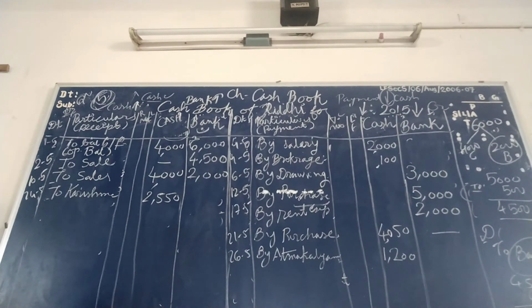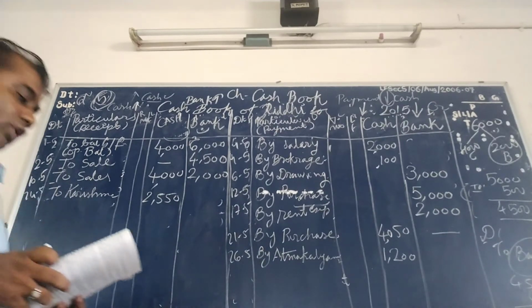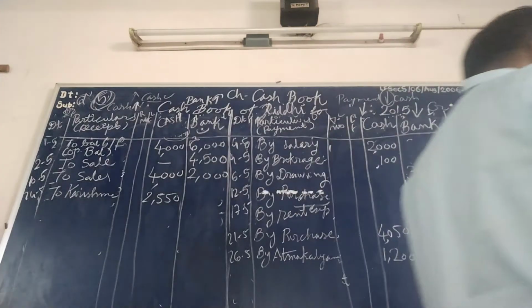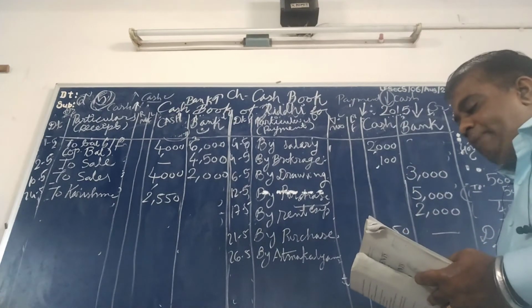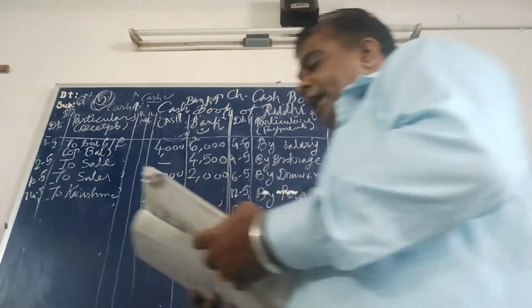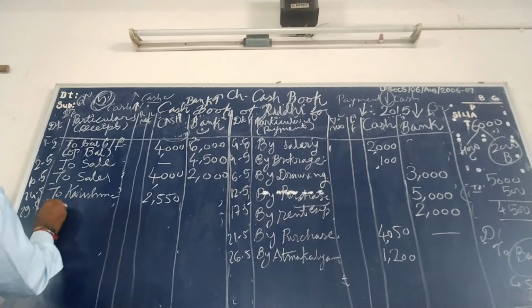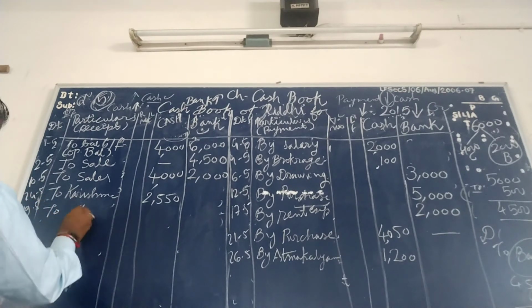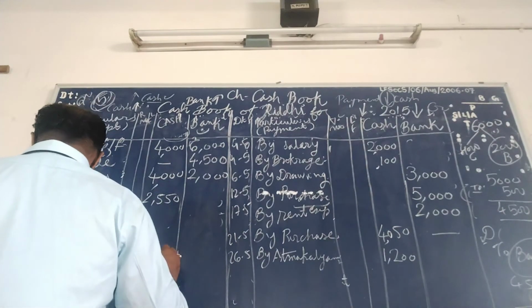Now 29th of May, Janvi issued a check of rupees 3,000 which is immediately deposited in the bank. So we received a check from Janvi, 3,000, and we deposited it in the bank. Okay, so it is a bank transaction when we receive the check. So bank to Janvi. Here on the 29th of May, to Janvi, 3,000.